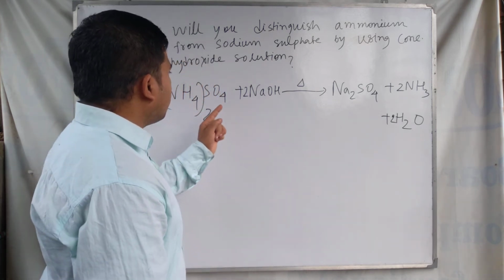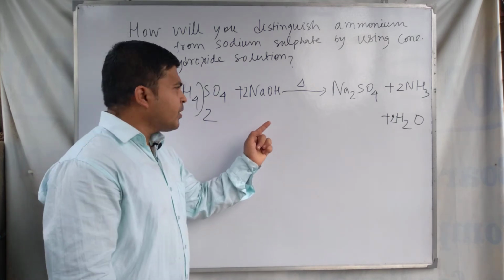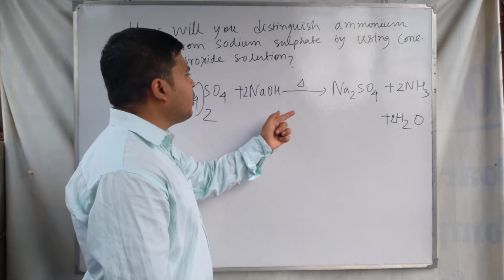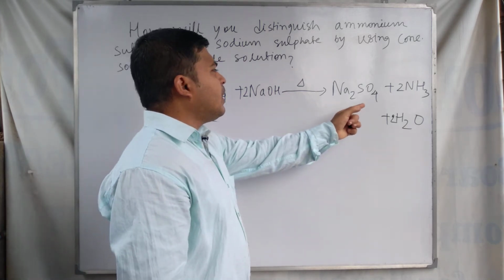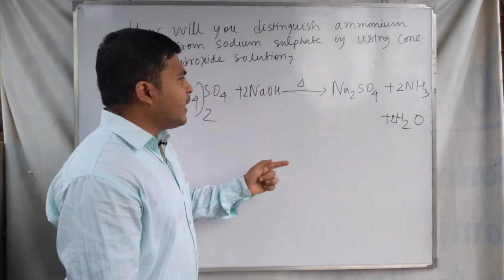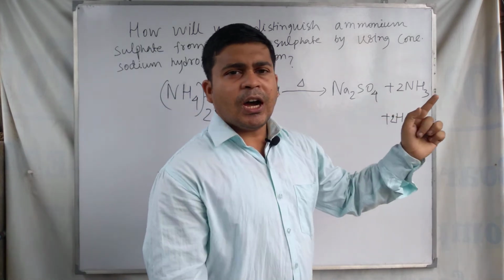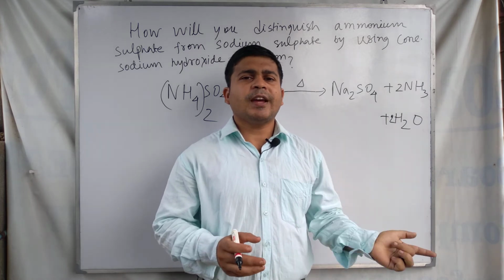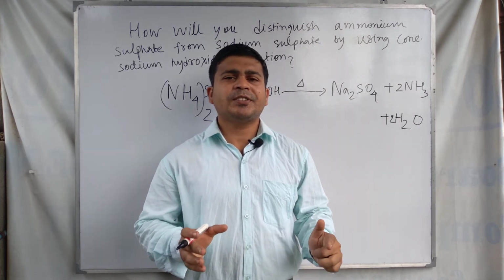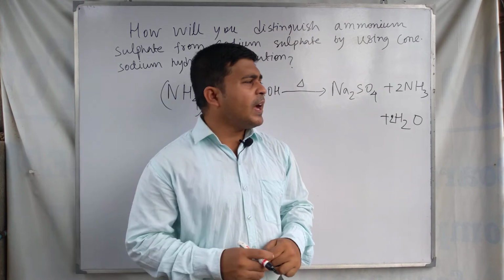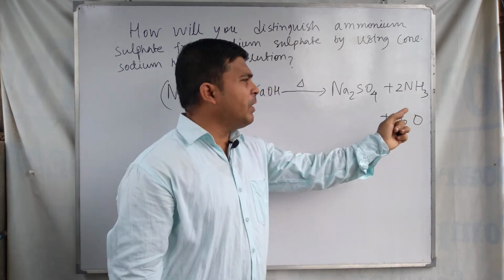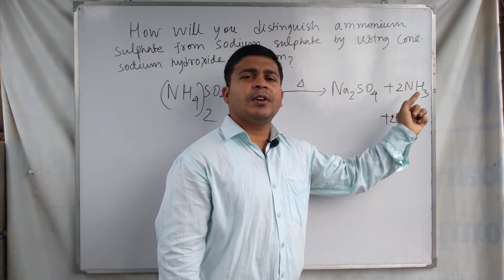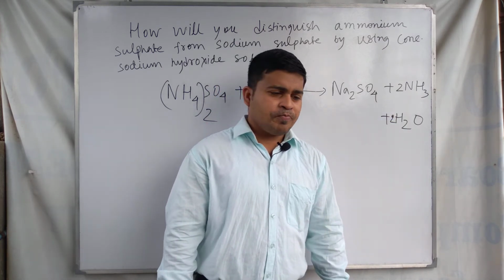So when sodium hydroxide solution is added to ammonium sulphate salt and the mixture is heated, sodium sulphate, ammonia gas and H2O form. Here ammonia gas has a characteristic irritating smell, and from the smell the ammonia gas can easily be detected, and this ammonia gas turns Nessler reagent solution brown.